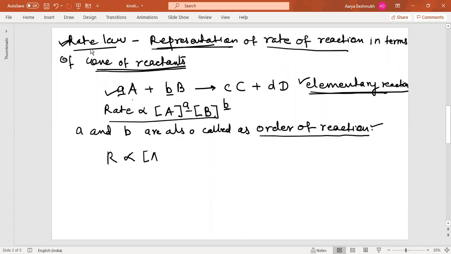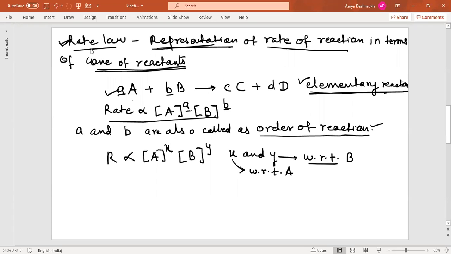So you can write that as concentration of A raised to X and concentration of B raised to Y. Now again, this X and Y are the order of the reaction. This is the order of the reaction with respect to A, and this is the order of the reaction with respect to B. So X and Y is nothing but the order of the reaction with respect to A and B.